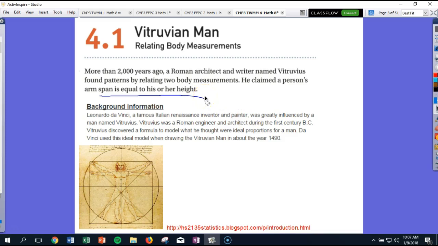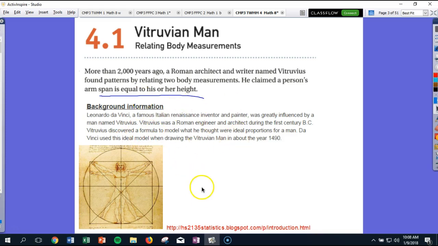So for this particular problem, it says more than 2,000 years ago, a Roman architect and writer named Vitruvius found patterns by relating two body measurements. He claimed a person's arm span, that's if you put your arms out parallel to the ground from fingertip to fingertip, is equal to his or her height. So that when you stick your arms out from fingertip to fingertip, that's the same distance as it is from your head to your toes.